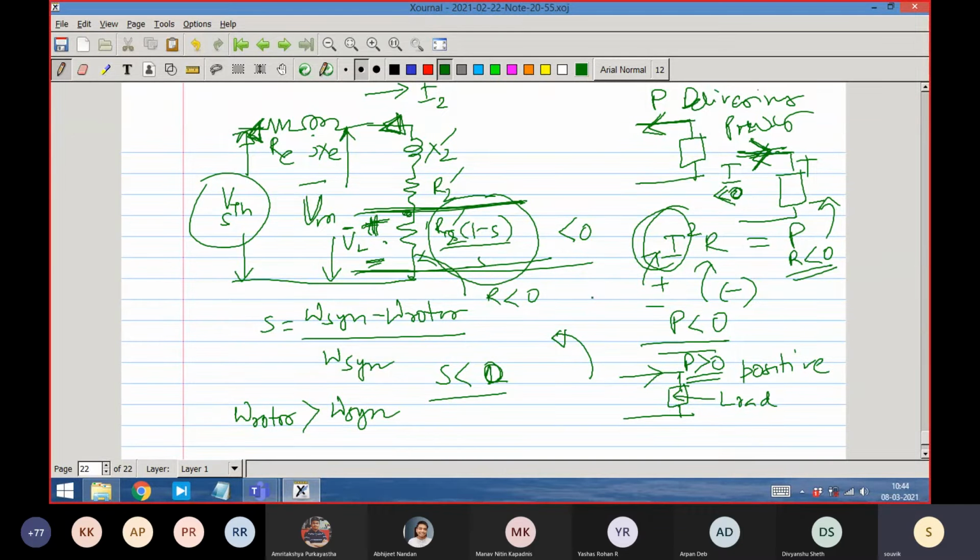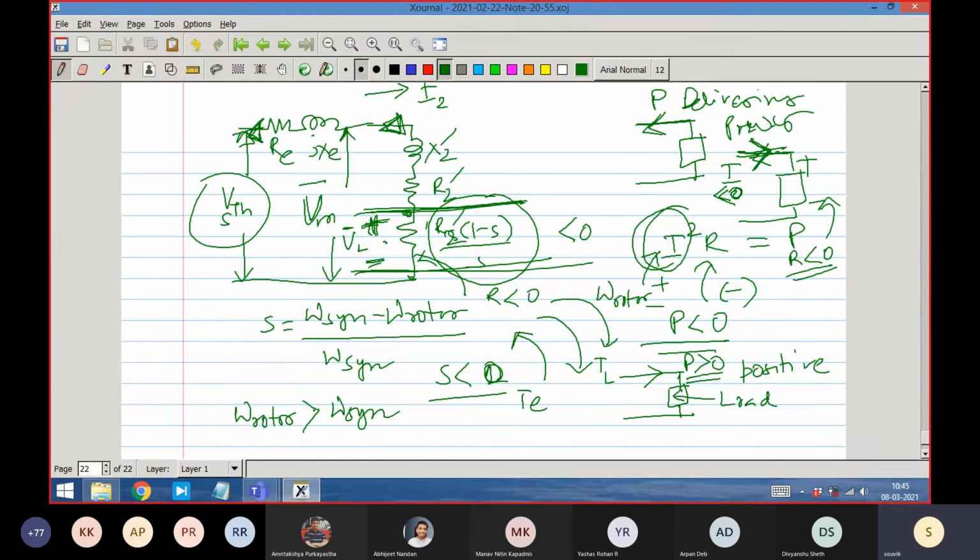Let me start from this. Mechanical torque is in the direction of rotation because it is the bully. If this is the direction of rotation, omega rotor, now the mechanical torque, load torque or mechanical torque, whichever way you call it, is in the same direction. It is dictating, and the electrical torque is negative.